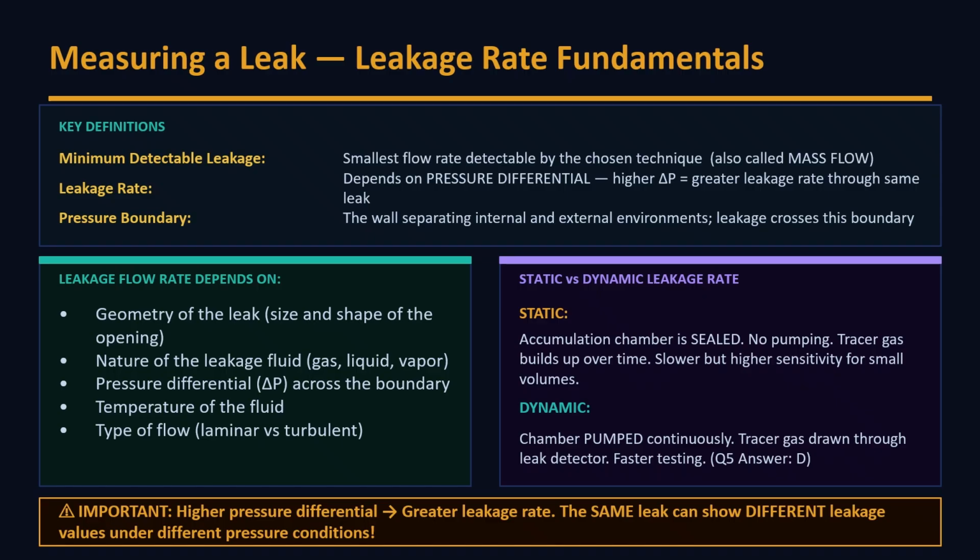Key definition: pressure boundary. This is the wall separating internal and external environments. Leakage occurs across this boundary. Pressure vessels, heat exchanger tubes, piping, storage tanks, all contain pressure boundaries. Common interview question: can the same leak produce different leakage rates? Yes, because leakage rate depends heavily on pressure differential. Retention hook. Many inspectors focus only on leak size. Professional inspectors focus on leakage rate, and there is a significant difference.